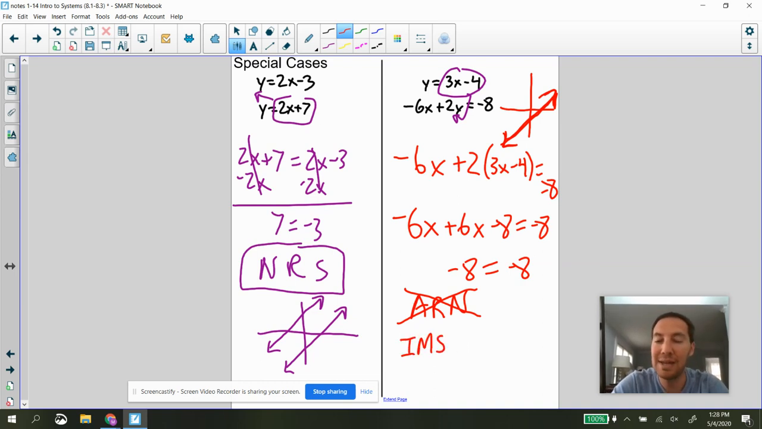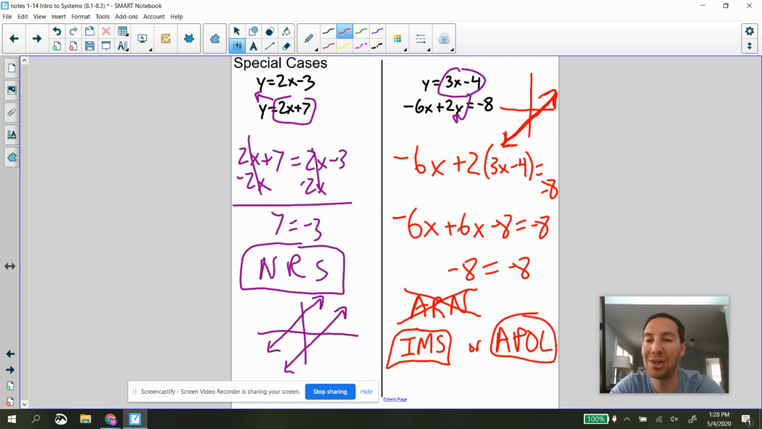So instead of writing any real number, all real numbers, we're going to write IMS for infinitely many solutions, or lots of math teachers will like that, or I always thought APOL, which means there's more than one solution here, but any point on the line would work because this point, or this point, you can't see it, this point. There's infinite solutions, but that's different than saying any number in the universe would work.